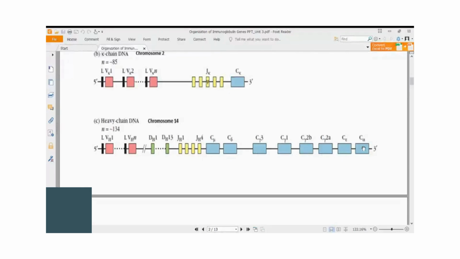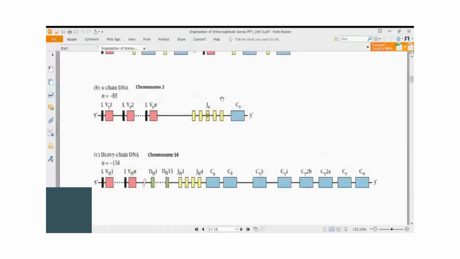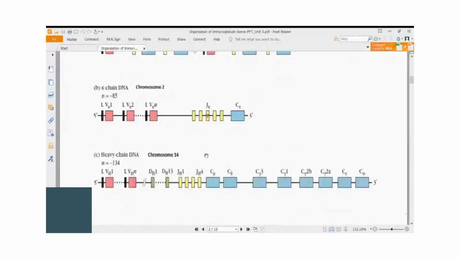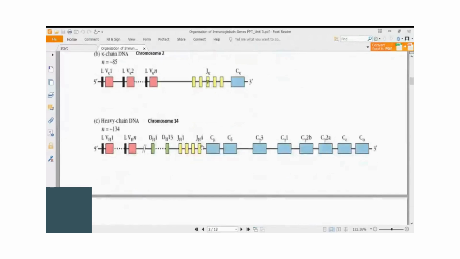Here in human beings, on chromosome number 14, the gene cluster is distributed in a large segment in such a way that there is an additional segment between the variable region gene and the constant region gene. In the case of the light chain, we had spoken about the variable region gene and constant region gene. In between them, a J segment is present. But here in the case of the heavy chain, in addition to the J segment, there is a D segment. D is for diversity.